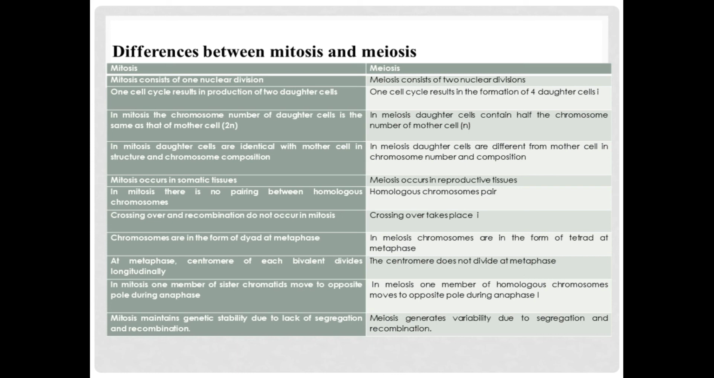tetrad at metaphase. In mitosis, at metaphase, centromere of each bivalent divides longitudinally, whilst in meiosis, the centromere does not divide at metaphase. In mitosis, 1 member of sister chromatids move to opposite pole during anaphase, whilst in meiosis, 1 member of homologous chromosomes move to opposite poles during anaphase. Mitosis maintains genetic stability due to lack of segregation and recombination, whilst meiosis generates variability due to segregation and recombination.